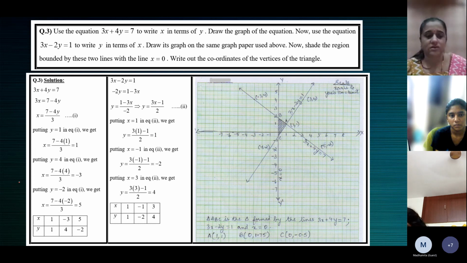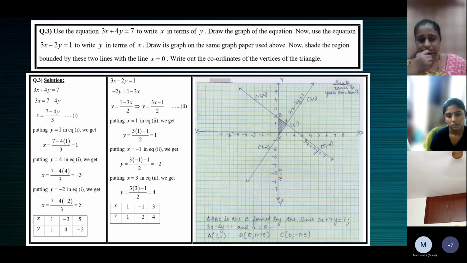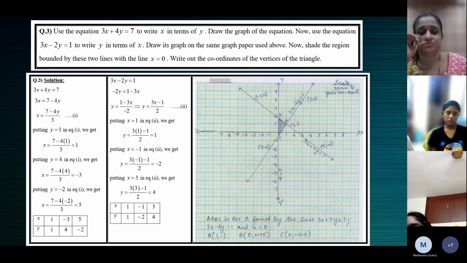You make these two lines. So you cannot fully understand this. I will explain this in the next class. Just try to complete the graph.